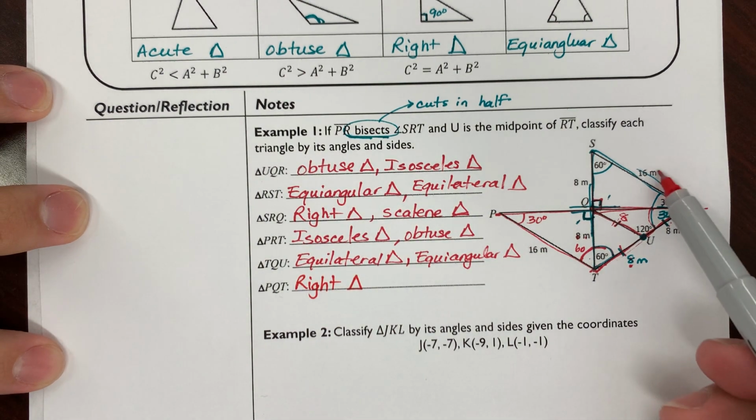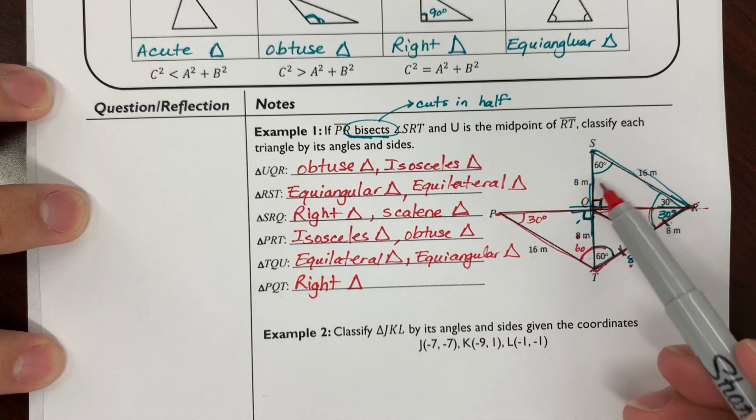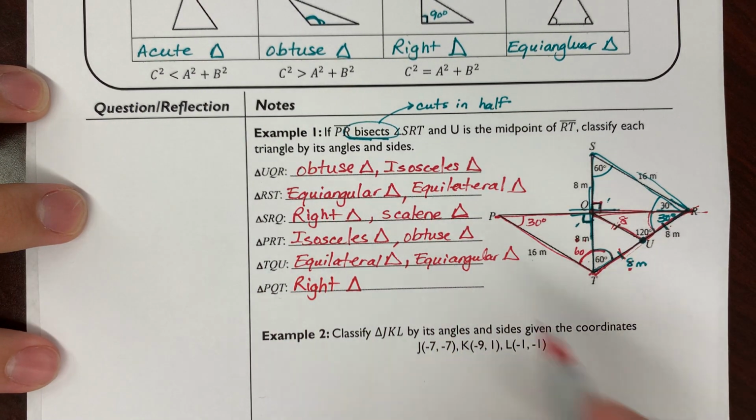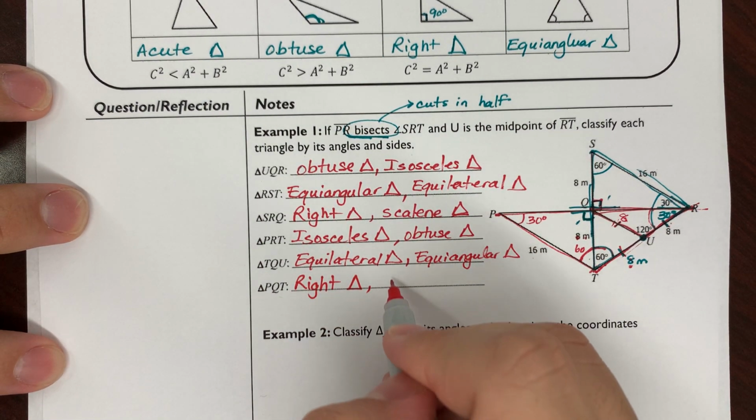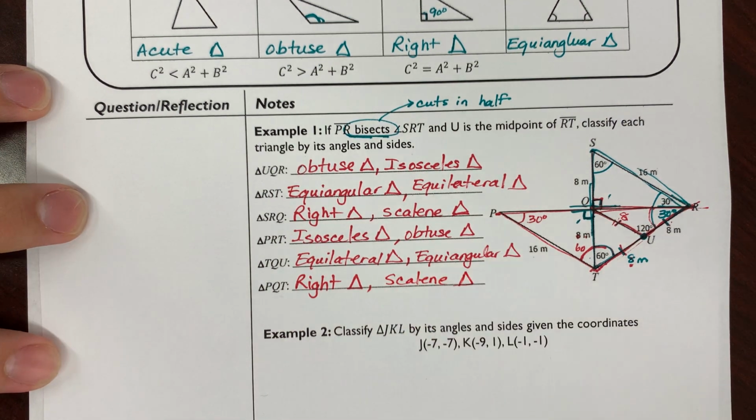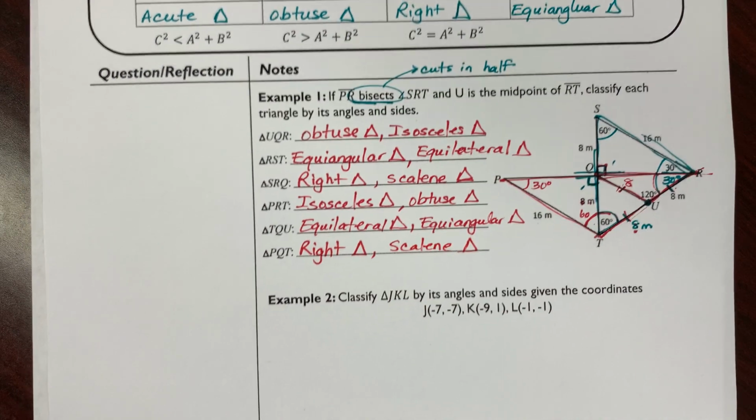All right. And very similar to this one, if this is 8 and that's 16, and that third side is probably going to be different when we do Pythagorean theorem. So we know that this is also a scalene triangle. All right. So not too bad.